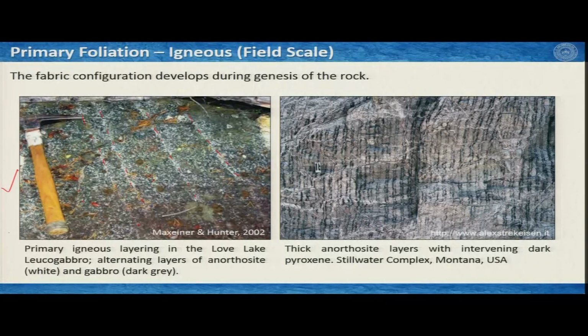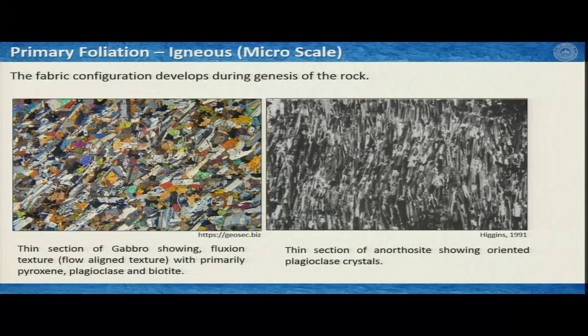The second image is also very interesting. This is a thick anorthosite layer with intervening dark pyroxenes. So, the host rock, the whitish rock, is anorthosite, and within this anorthosite you have thin alternating layers of pyroxenes. Now, how do they form? Let us have a look at their microstructures. So, this we have seen as the field photograph, and let us have a look at their microstructures.